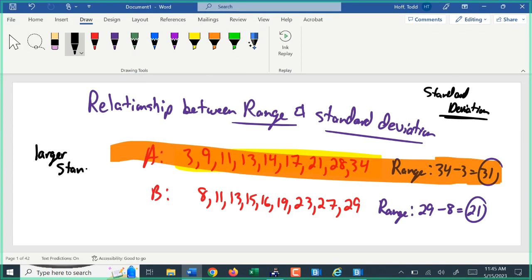So we don't have to go through that whole calculation for both of them. I mean, there's a lot of numbers there. That process of calculating the standard deviation would be pretty tedious for each of those. So I can just look and see, hey, they're the bigger range. I know that has to be the bigger standard deviation because both of them describe the spread of the numbers.